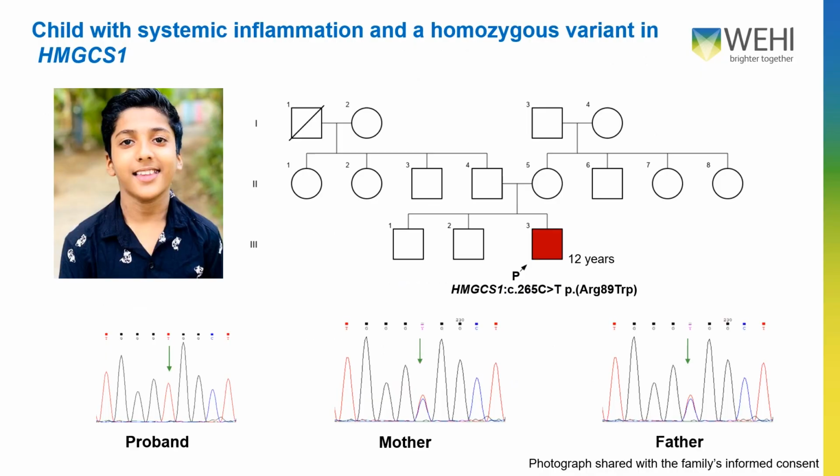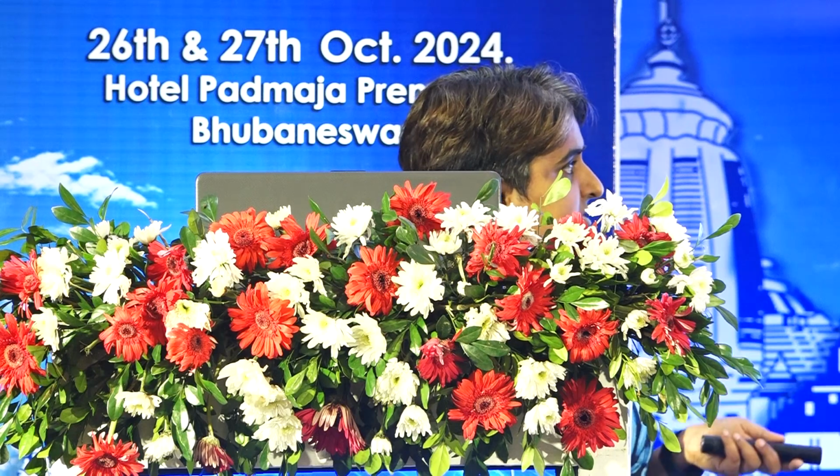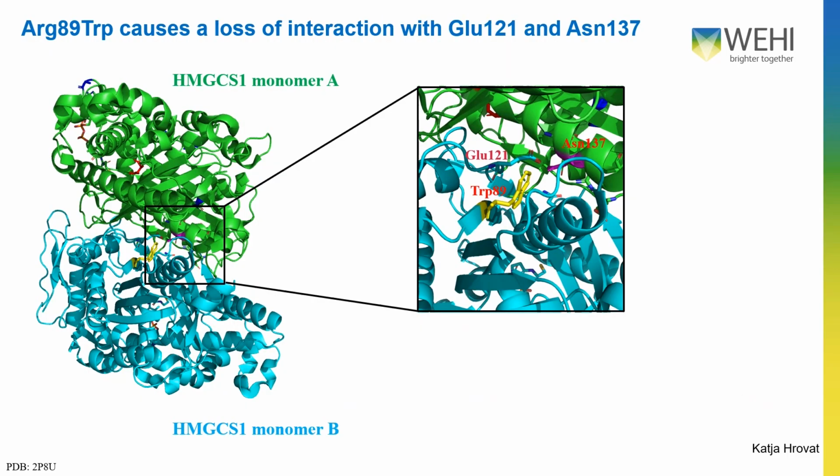So this is the other patient who was again referred by Dr. Summa. This is the patient that I am currently working on. He had recurrent systemic inflammation and myositis, and he had a homozygous variant in this gene, HMG-CS1. This is a rare variant which is absent from population databases. And this particular variation, the substitution of arginine at the 89th position with tryptophan, results in a loss of interaction with glutamine 121 and asparagine 137.